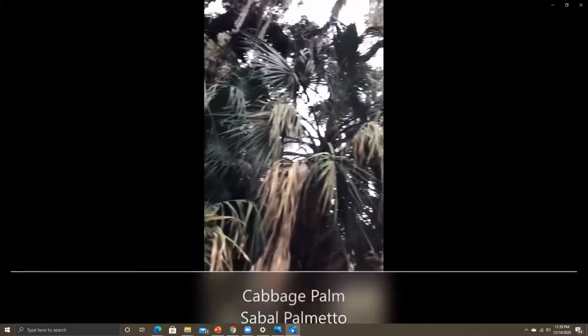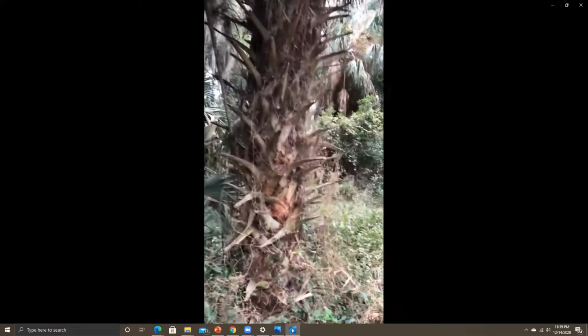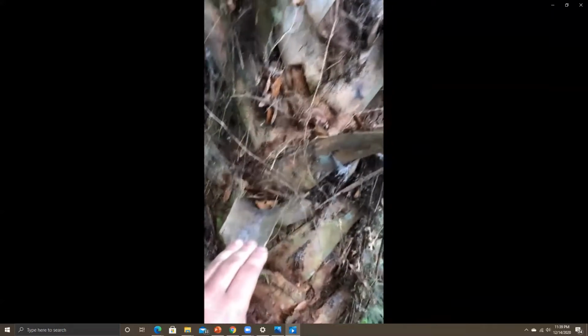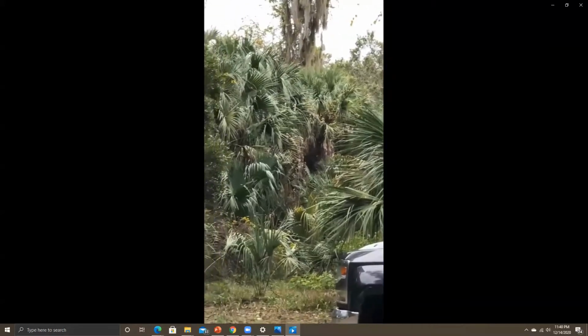This is a cabbage palm. They are also scattered all over the place. See the little boot sticking out of it. Not all of them have these boots sticking out the way that those are, but most people trim them up if they're in their yard or anything of that nature.